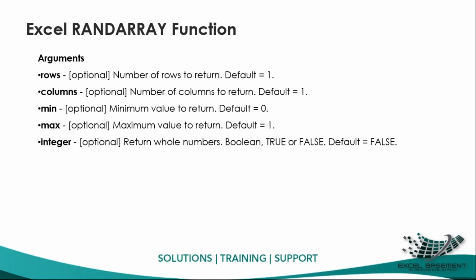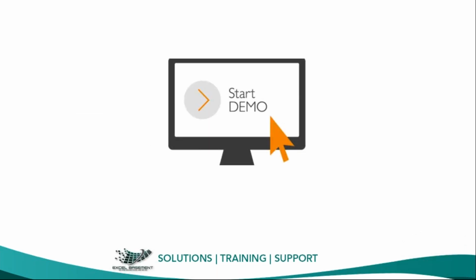And now the integer part. As I told you, we can generate the random numbers either in decimal places or as whole numbers. We're going to see how it works with TRUE or FALSE. So let's start the demonstration for the RANDARRAY function.